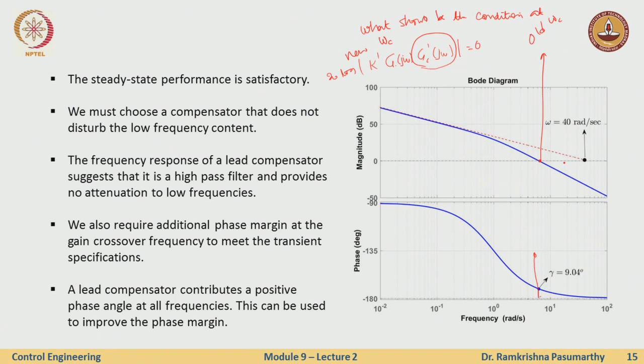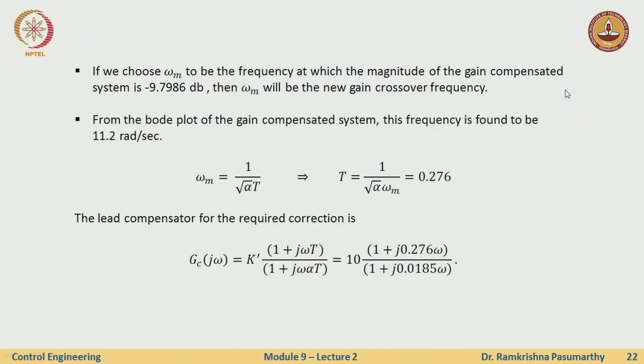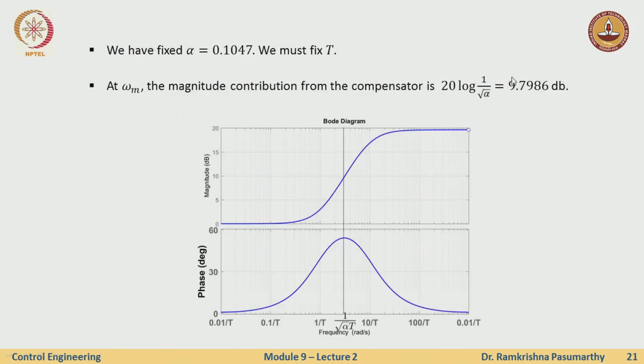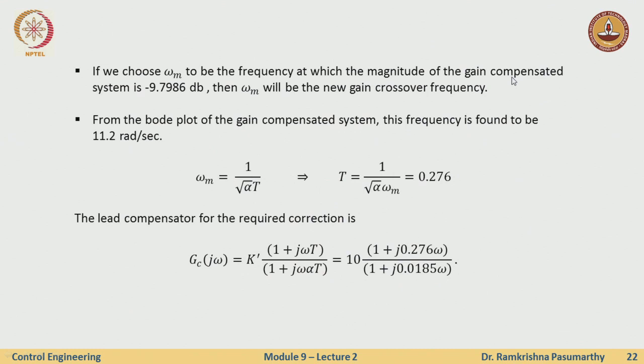So, if this is my 20 log square root of alpha, say whatever, this is 9.7 here, then this is the new frequency which I will choose, because at this frequency the magnitude of G by itself, this entire K times G, is negative of 9.7, and what I am adding to this negative of 9.7 is a positive of 9.7 which comes from the compensator, so that the overall contribution becomes 0, okay. Now let us see this statement again. Choose the omega m to be the frequency at which the magnitude of the gain compensated system, that is K prime times G, is minus 9.7, right. Then omega m will be the new crossover frequency, okay.